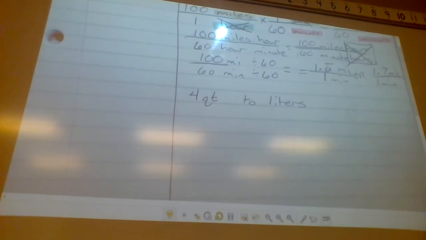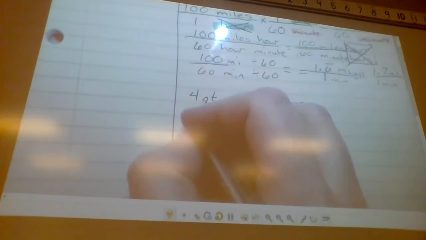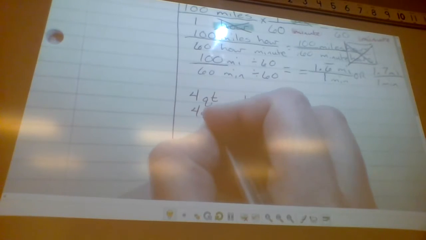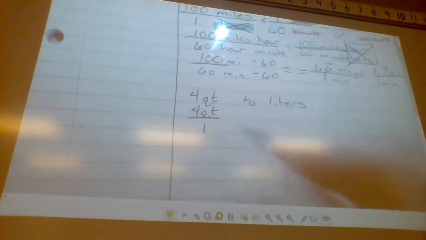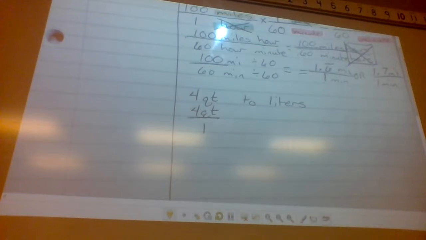So do we have two labels? No? Do we have two labels for one fraction? No, this is quarts and you want to change it to liters. So what you do is you put 4 quarts over 1. Gage, this is why I want to see this written down, because I need to see that you guys are doing it correctly.